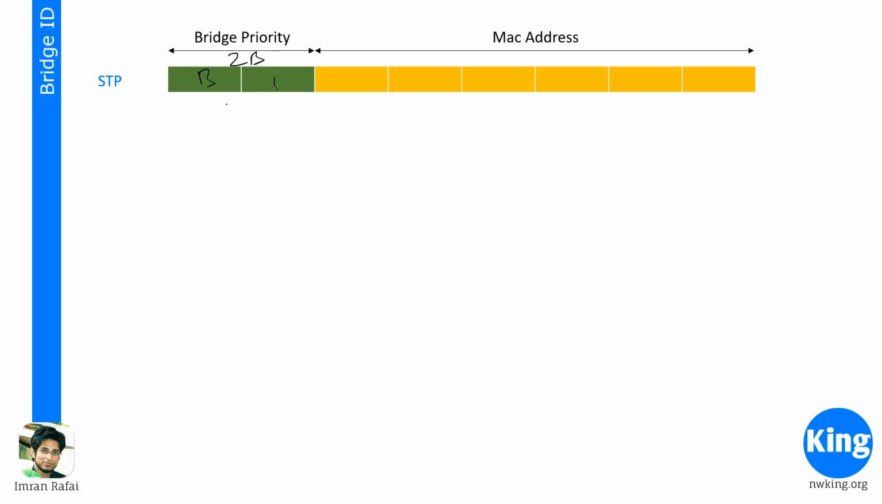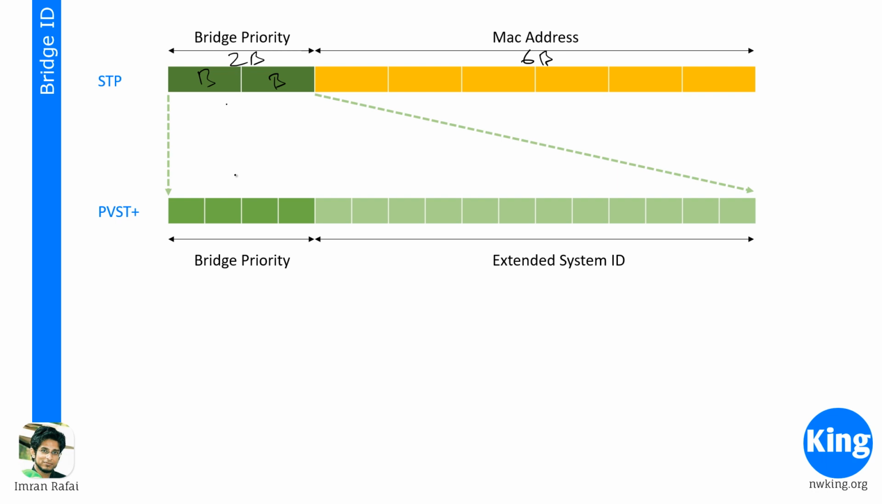So this is 1 byte, this is 1 byte. The bridge priority had 2 bytes of data, and the MAC address was 6 bytes of data, right? Every switch has a MAC address, so that MAC address plus a priority together forms the bridge ID. That is STP. Now PVSTP plus improved on this.